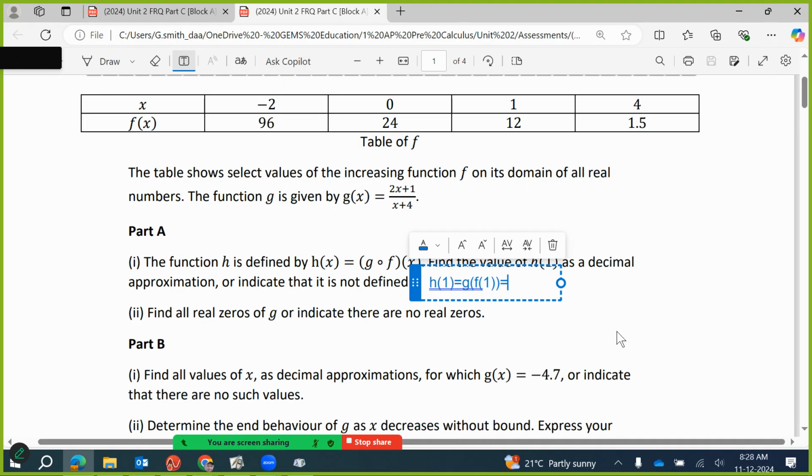Firstly, we will find f of 1. We look in the table here. When we enter 1 into f, we get 12. So our first value is 12 here. We now need to put 12 into the function g.